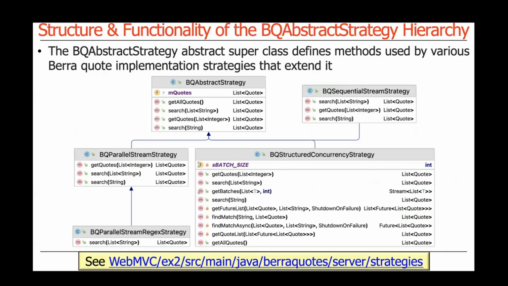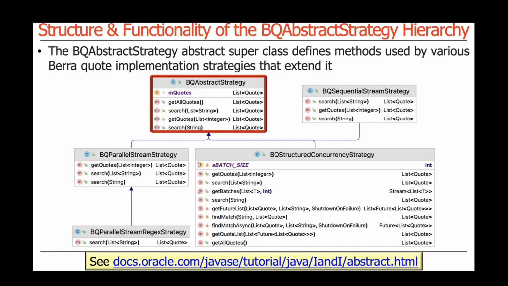Let's take just a quick look at the abstract strategy, or BQ abstract strategy superclass, which defines the methods that are then used by the various implementation strategies that are going to extend that strategy class. So you can see we've got the BQ abstract strategy class, which defines a bunch of methods that don't have implementations. They're all abstract. And then, I'm sorry, they're not all abstract. The get all quotes is implemented, but the other ones are abstract.